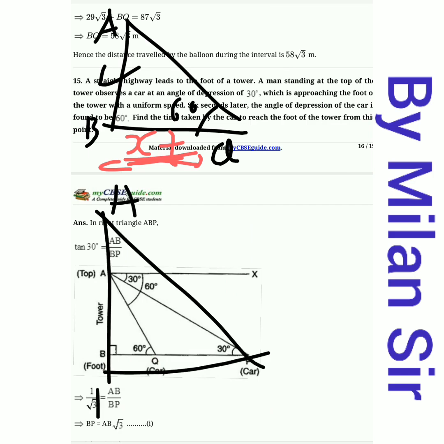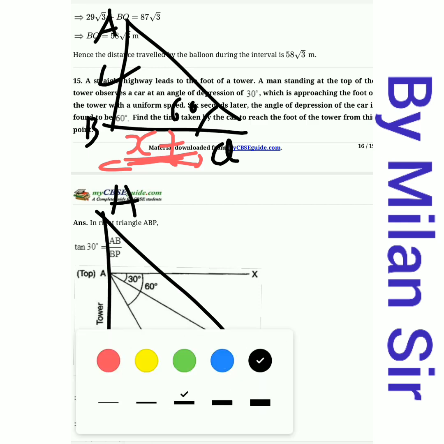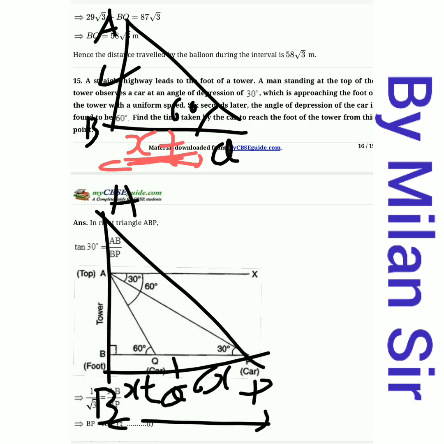A, B and P, here one Q. Okay, now BQ is xt, and PQ is again speed x into time 6, because it is given that 6 seconds from P to Q. So 6x, right? So total PB is equal to xt plus 6x.